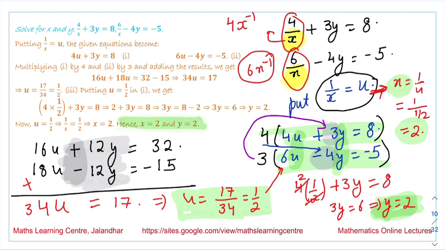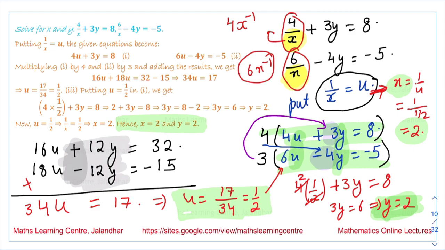These are the final answers that we are obtaining over here, that x is equal to 2 and y is equal to 2. Next is solve for x and y. These are the two equations given to us. One is 2 over x plus 3 over y, that is 13. Second is 5 over x minus 4 over y equal to minus 2, and it is given that x and y are not 0 because these terms are in the denominator.